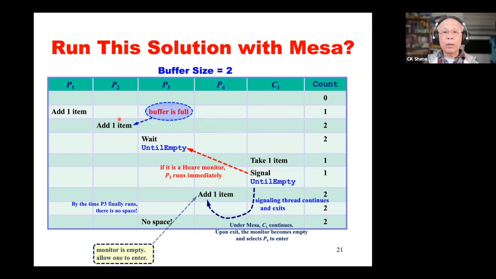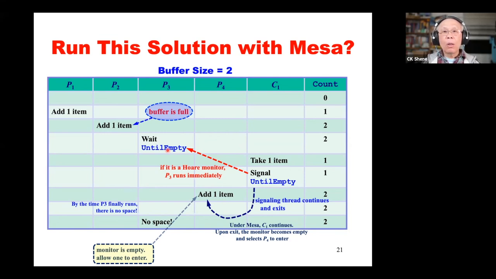Two are added, and the third one is blocked. And then a consumer removes something and signals. But this is a Mesa monitor, so the consumer continues, and P3 is removed from the waiting list of until empty and moved somewhere outside of the monitor. So when C1 exits, the monitor is empty. The monitor mechanism allows P4, the fourth producer, to come in. So P4 adds an item, making the buffer full, and then P4 exits. Upon exit, the monitor may allow P3 to come in, but at this moment there's no empty slot for P3 to add its own information.